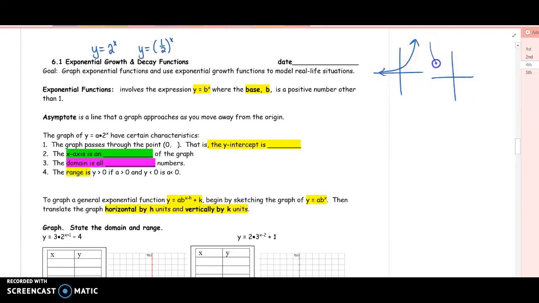An asymptote in these graphs, they either look like this, or they start really big and then get small. The asymptote is the line that the graph approaches and gets closer and closer to, but doesn't actually touch and doesn't actually cross.